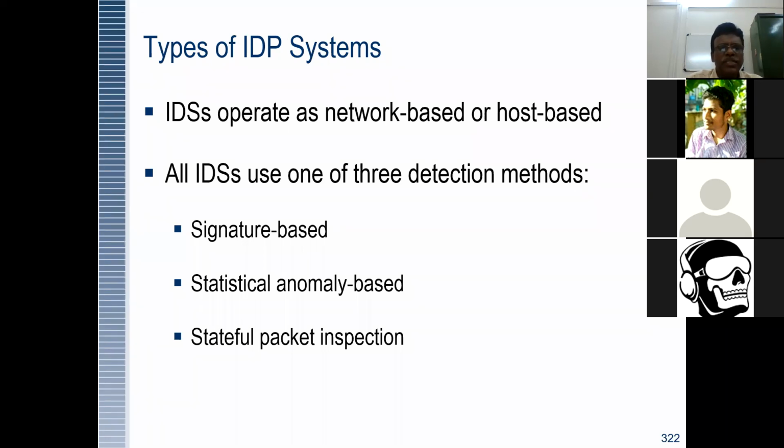The second one is statistical anomaly. See, generally what will happen? We figure out that there are 100 users available. Within the 100 users only, if there are any chances of finding negative remarks or negative comments, those are called statistical anomaly based.